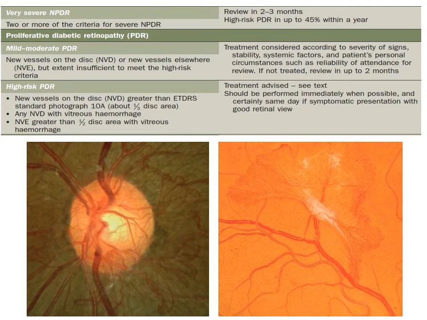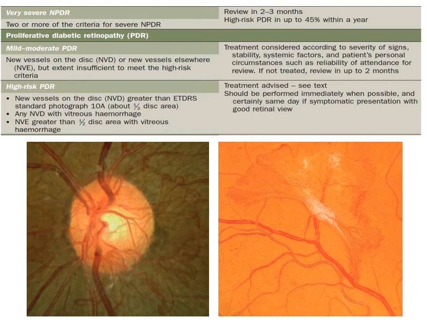Then comes proliferative diabetic retinopathy or PDR, which is divided into mild to moderate PDR, where there are new vessels on the disc, as we can see on the first fundus picture. New vessels on the disc, or NVD. The irregular small tufts of vessels which you see are the NVDs. If they are present around the disc, they are known as new vessels on the disc, that is NVD, and if they are present elsewhere on the retina, they are known as new vessels elsewhere, or NVE.